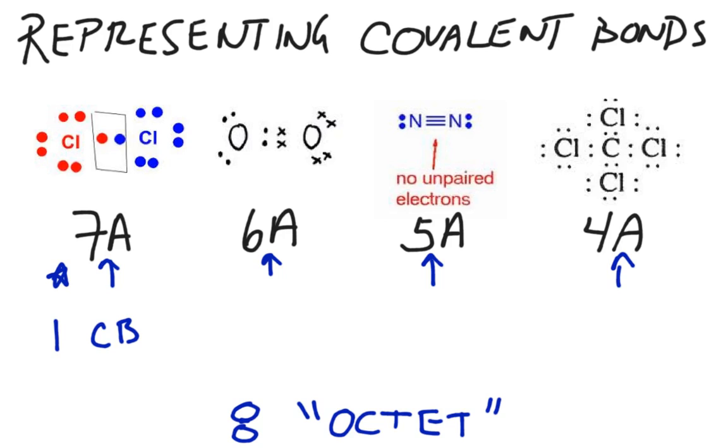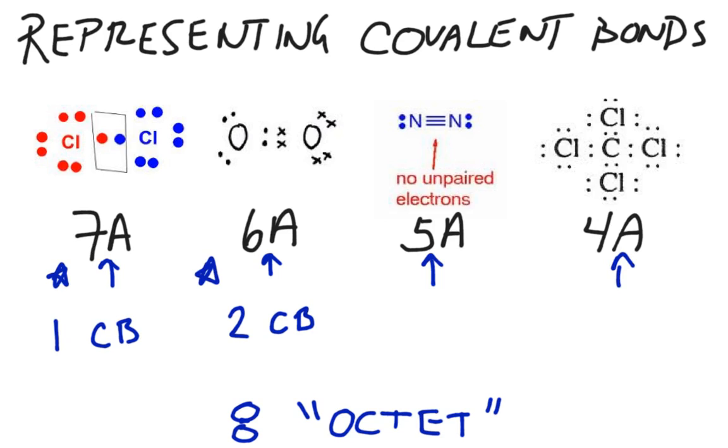number 8. Therefore, they will each look to form one covalent bond to share one set of electrons to get to their number. Oxygen, however, in group 6A, along with sulfur and selenium and a few of the other elements, will form covalent bonds to get to their 8. Now, because they have 6 valence electrons, they will form 2 covalent bonds. Not necessarily always with each other, but they will always form 2 covalent bonds.